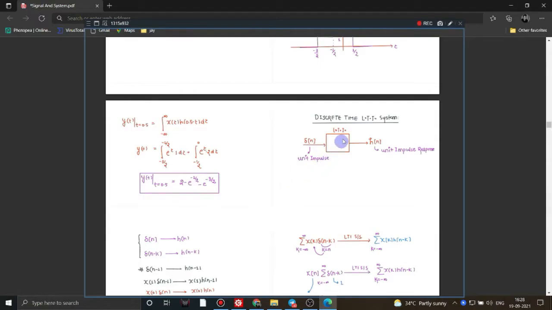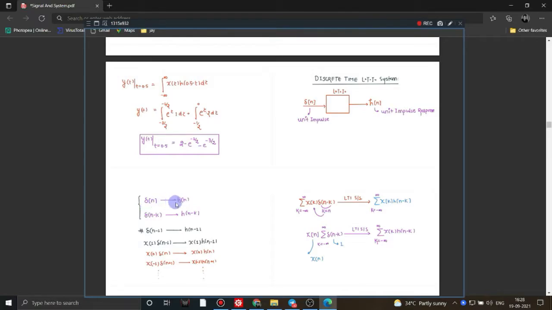Now, the discrete time LTI system. Everything is the same. The case is that it is discrete now. So δ[n] gives h[n] in discrete, and δ[n minus k] gives h[n minus k] in discrete. Everything is the same. Nothing changes much.